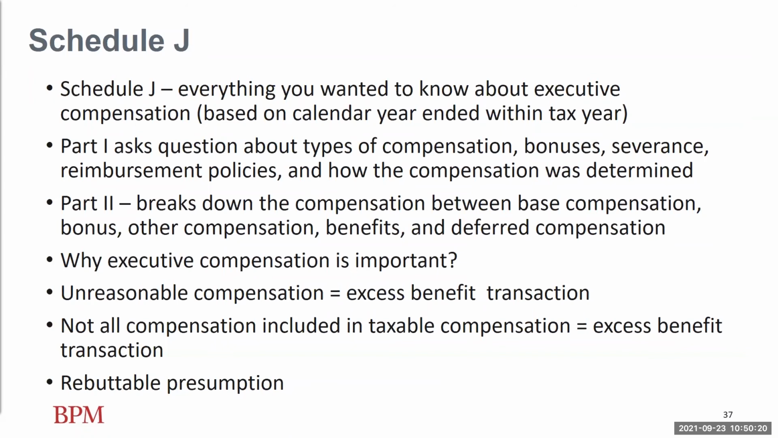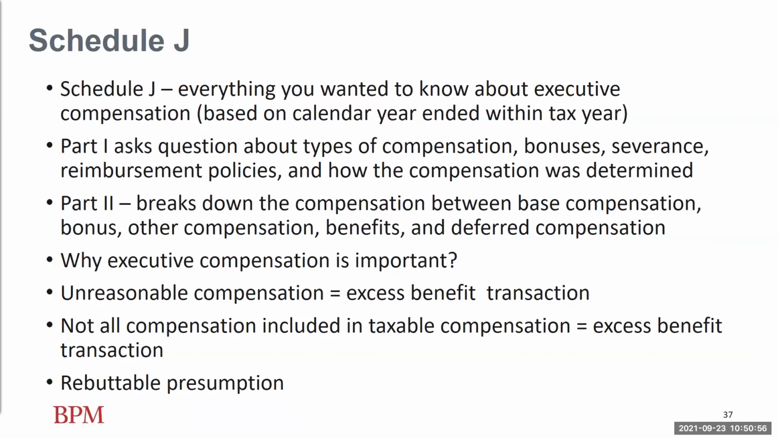Why is executive compensation important? Because unreasonable compensation equals excess benefit transaction. Excess benefit transaction is pretty bad for the organization. If you don't include all the compensation and taxable compensation, you will have an excess benefit transaction. What does it mean? If somebody says, okay, I agree on this salary, but can you pay for my house? You don't put it on my taxable income. Just say no. Everything the person is getting, which is not a benefit excluded under the law, should be included. And then you need to do the reasonableness.